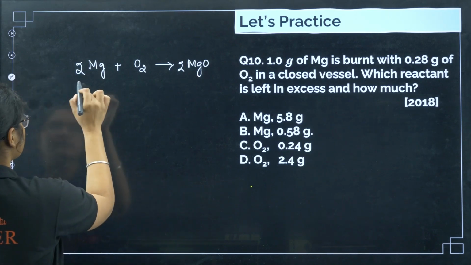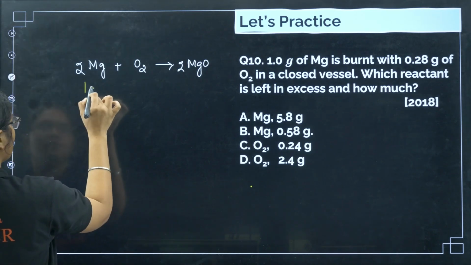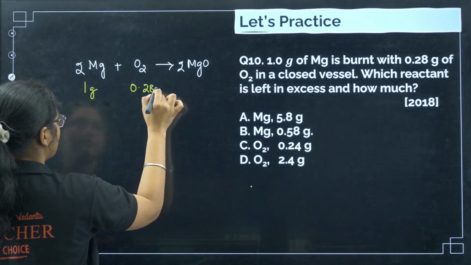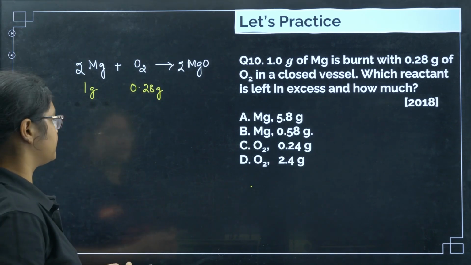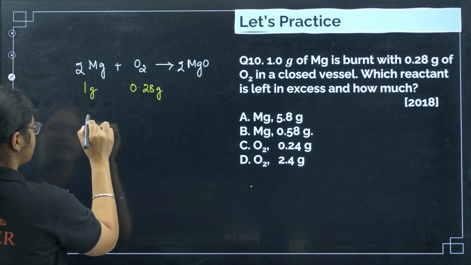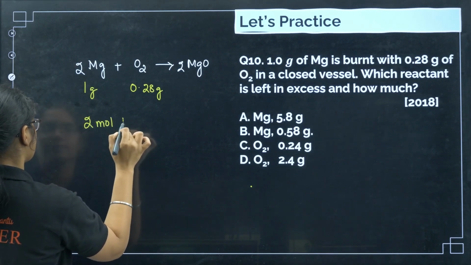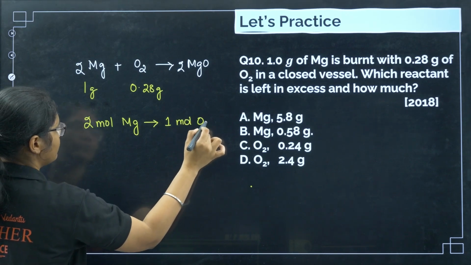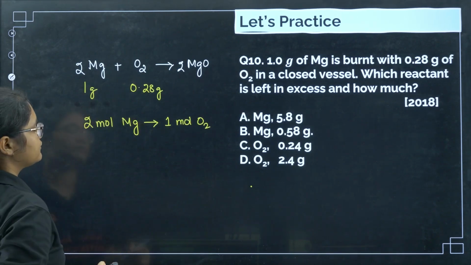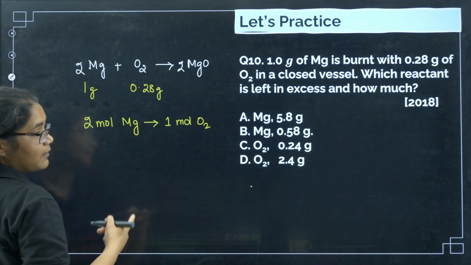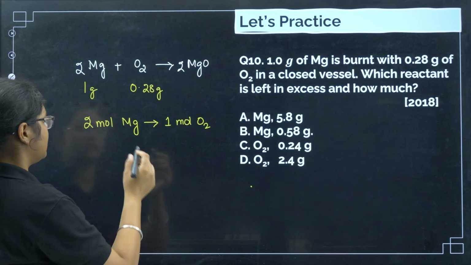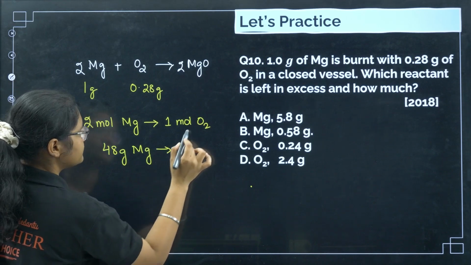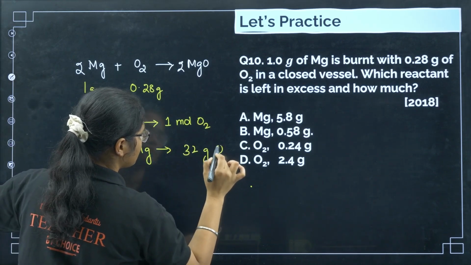Now here we have 1 gram of Mg and 0.28 gram of O2. Okay, that is what is given in the question. Now according to the question, what happens? I can say 2 moles of Mg reacts with 1 mole of O2, according to the balanced equation. So 1 Mg mass is 24 gram, so 48 grams of Mg reacts with 32 gram of oxygen.